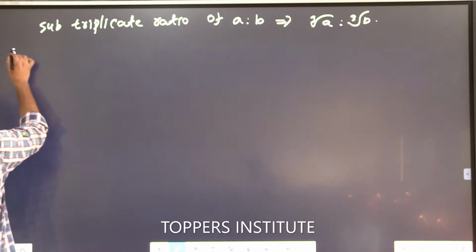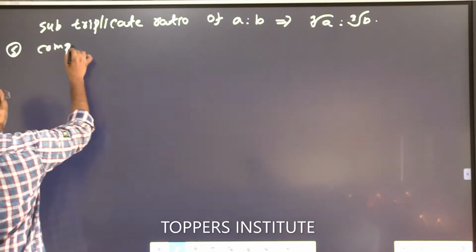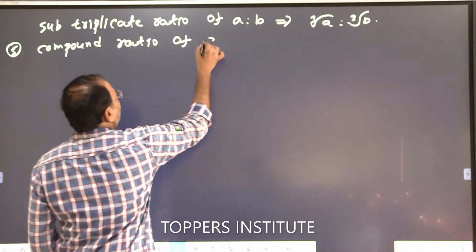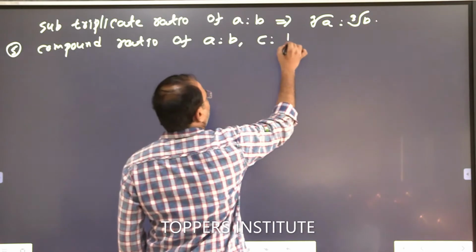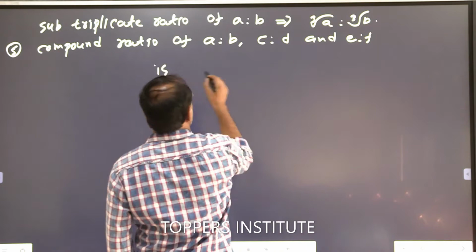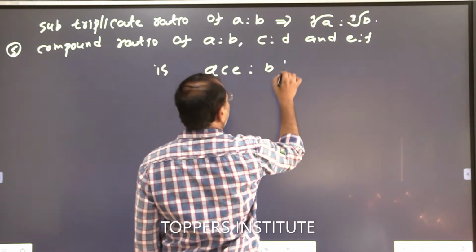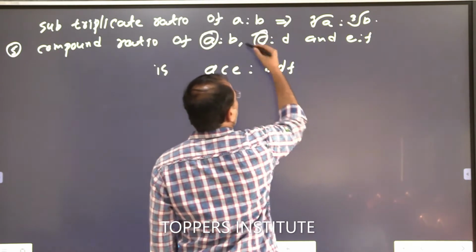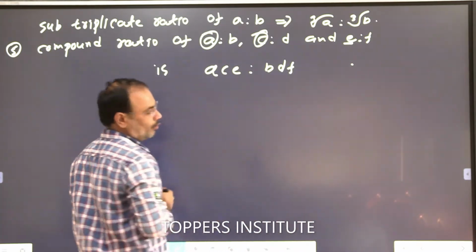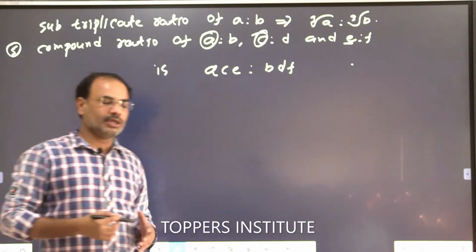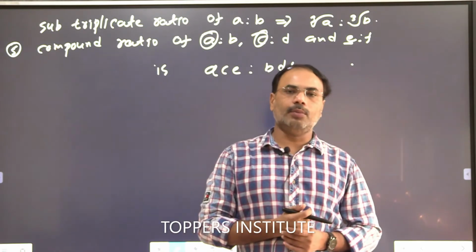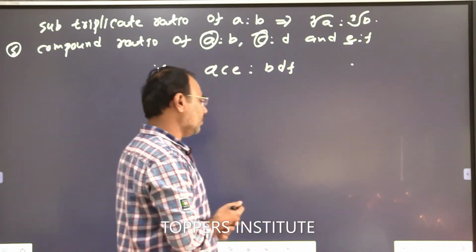In the same manner, last one, compound ratio. Then compound ratio of A is to B, C is to D and E is to F is ACE is to BDF. ACE, product of antecedents is to product of consequents. This is compound ratio.